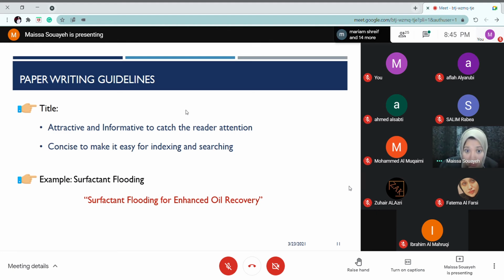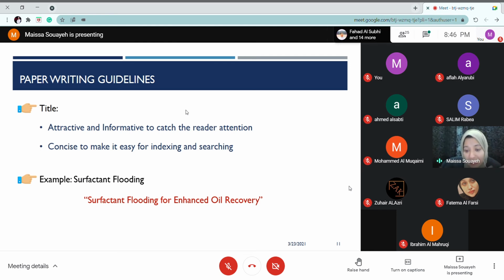It is easy for searching because it has many keywords: surfactant, enhanced oil recovery, flooding. If many people Google it, it will come up. Anyone who Googles enhanced oil recovery may get this title, and they will get this paper.